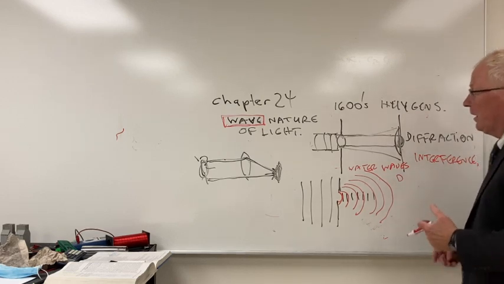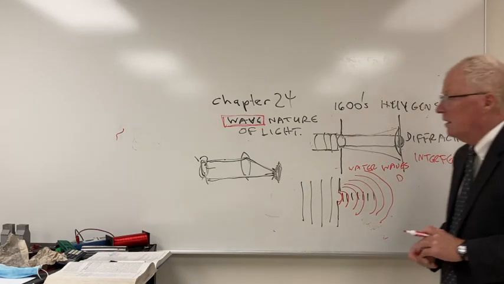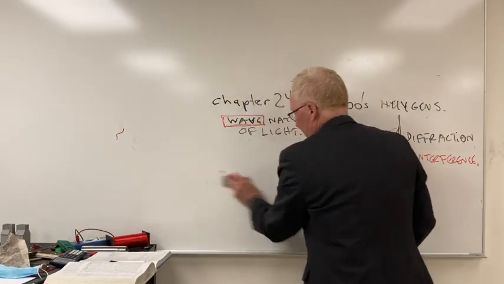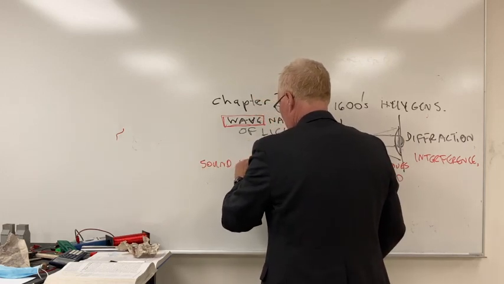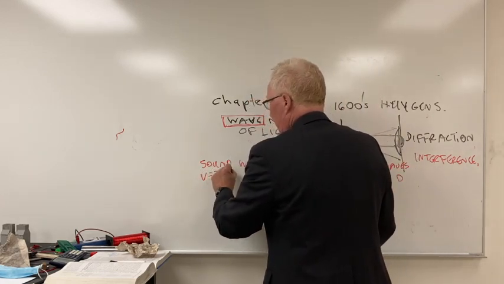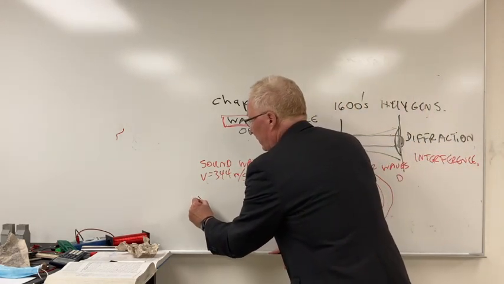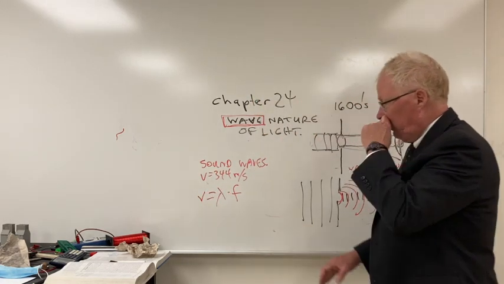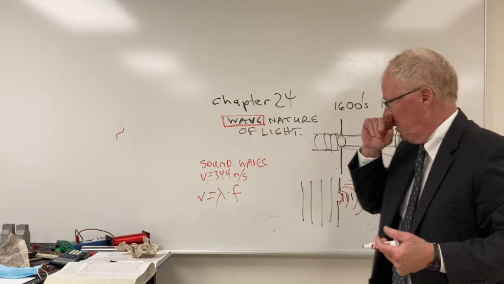Okay. Now, back in earlier chapters, the other thing we talked about as far as waves are sound waves. Sound waves travel with the speed of 344 meters per second. And the relationship between speed, wavelength, and frequency is given by that relationship, where that's the wavelength and that's the frequency in cycles per second, so the product gives you the velocity.